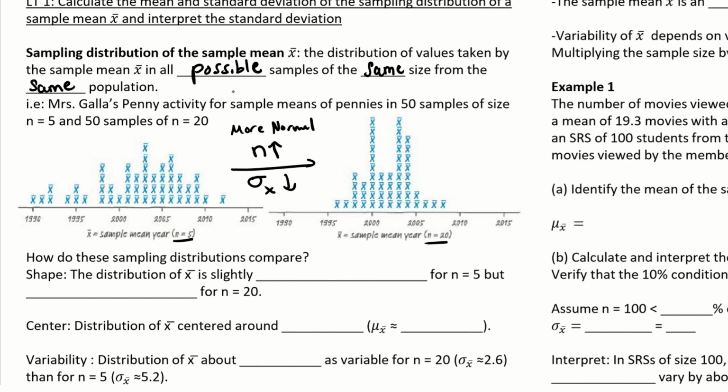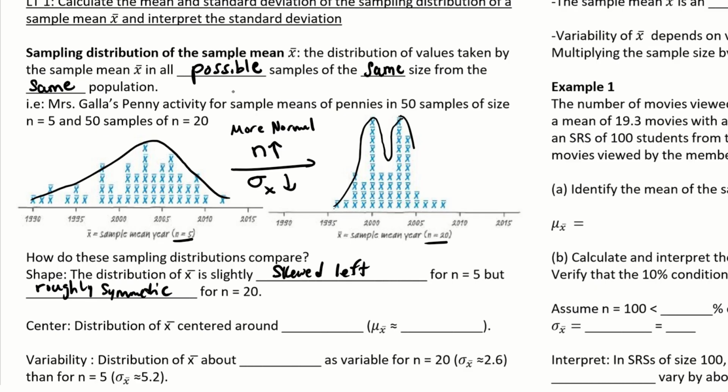So how did the sampling distributions compare? The distribution here looks approximately skewed left, slightly skewed left for n equals 5, but it's roughly symmetric for n equals 20. In fact, it looks like it's trying to become almost like a normal distribution. But for now, you can see it looks roughly symmetric, and that means we can figure out what their mean is.